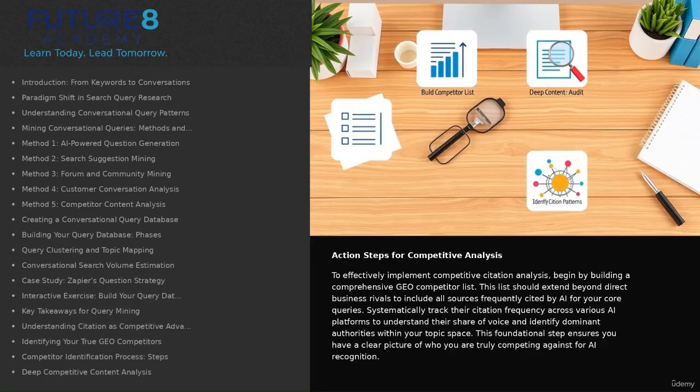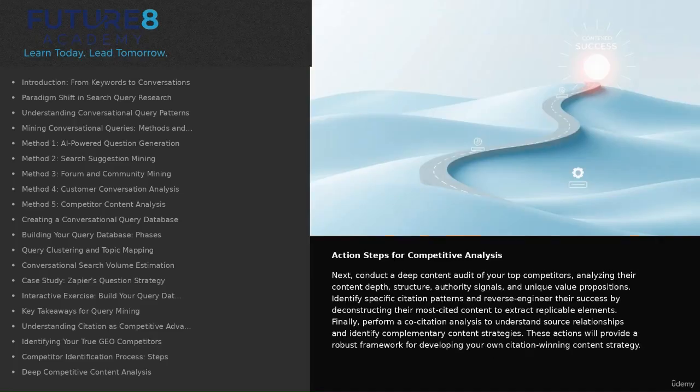Next, conduct a deep content audit of your top competitors, analyzing their content depth, structure, authority signals, and unique value propositions. Identify specific citation patterns and reverse engineer their success by deconstructing their most cited content to extract replicable elements. Finally, perform a co-citation analysis to understand source relationships and identify complementary content strategies. These actions will provide a robust framework for developing your own citation-winning content strategy.